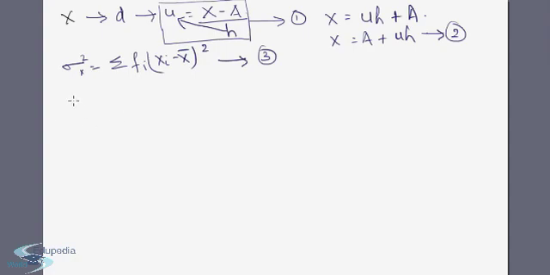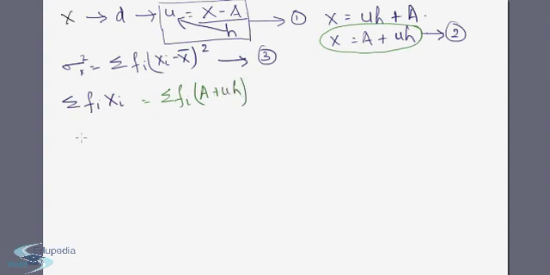Now, to execute this, we used to take summation fi multiplied by xi. In place of xi, if I put this quantity, what we have in the second equation, we will have summation fi times, in place of xi, a plus u into h.